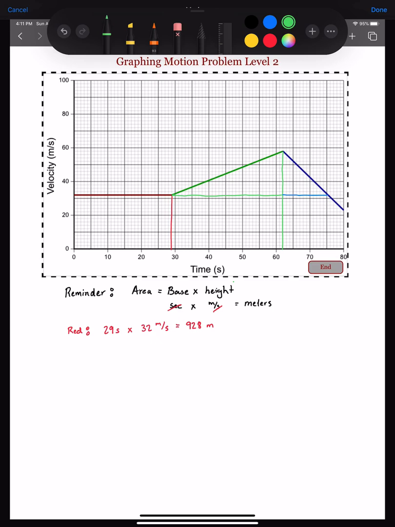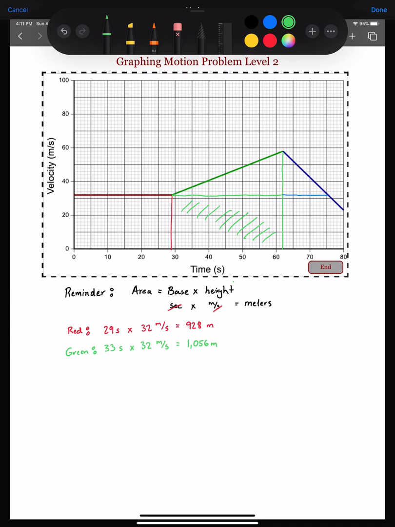For green, okay, we're going to do something very similar. Let's do the square first. So the base, it goes from 29 to 62. Let's call that a base of 33 seconds. Okay, the height should be exactly the same. So height will be 32. Plug that into my calculator. 33 times 32, 1056.